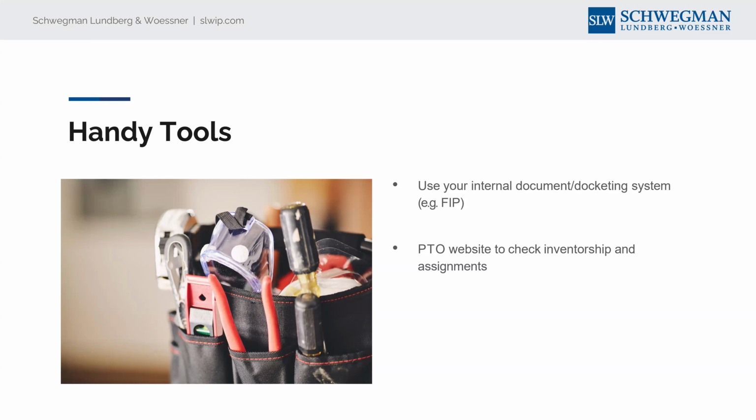I have FIP listed, Foundation IP, as an example system. Also, the nice thing is a lot of this is public record. So you can track the patent office to check inventorship, assignments, and just see who actually owns something. And conversely, for your own IP portfolio, you can easily access the PTO to see what the official posture is of ownership of your IP.